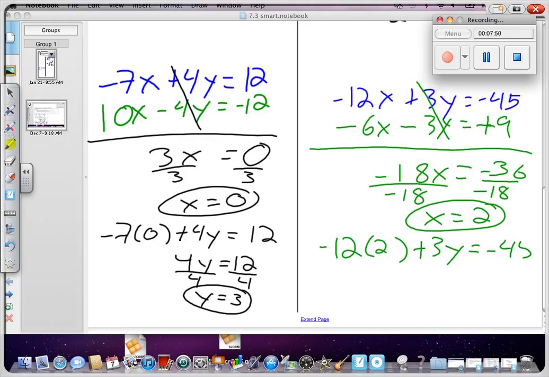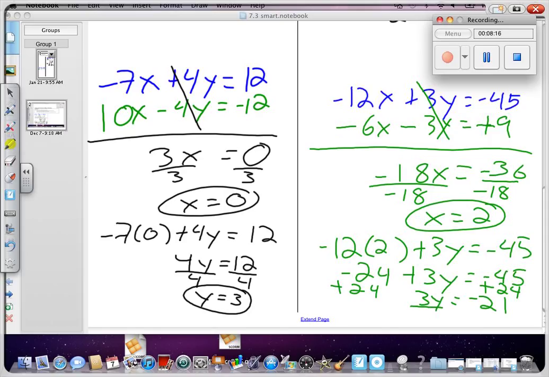You make fewer mistakes. Negative 12 times 2 is negative 24, plus 3y equals negative 45. Now what do I do? Add 24. Good. So 3y equals negative 21. Then I divide by 3. y equals negative 7. Very nice.